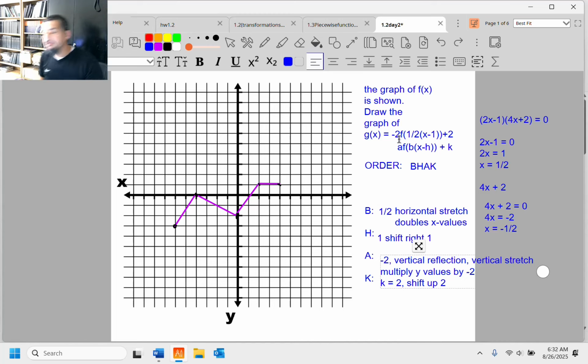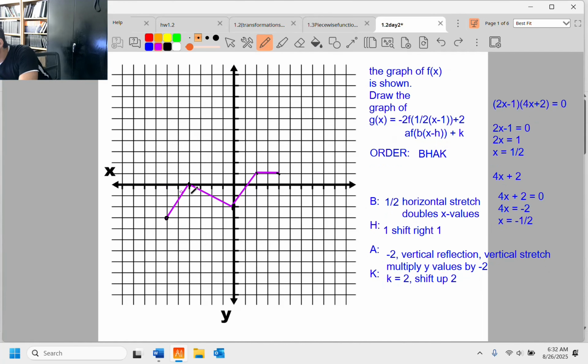First thing we're going to do is B. We're going to take our x values and we're going to double them. So here we have an x value of negative 6. If we double it, we'd be at negative 12, which is actually off the grid over here somewhere. Here we have an x value of negative 4. If we double it, we'll have an x value of negative 8. Switch over to red. Here we have an x value of 0. If we double it, we'll still be at 0. X value of 2 becomes an x value of 4. And an x value of 4 becomes an x value of 8.